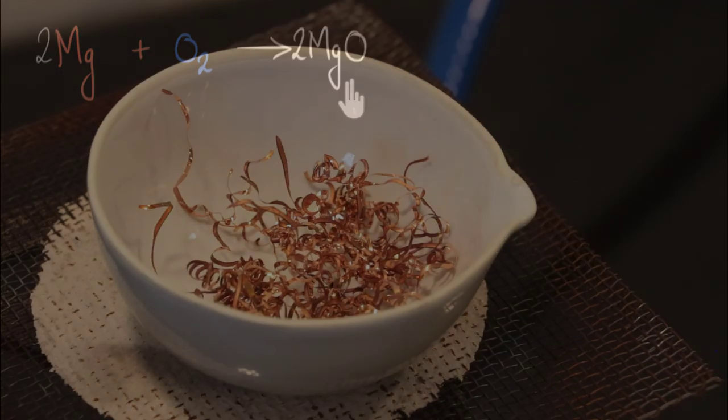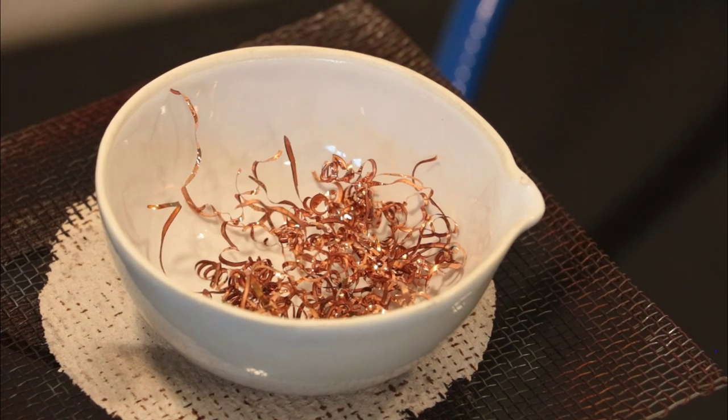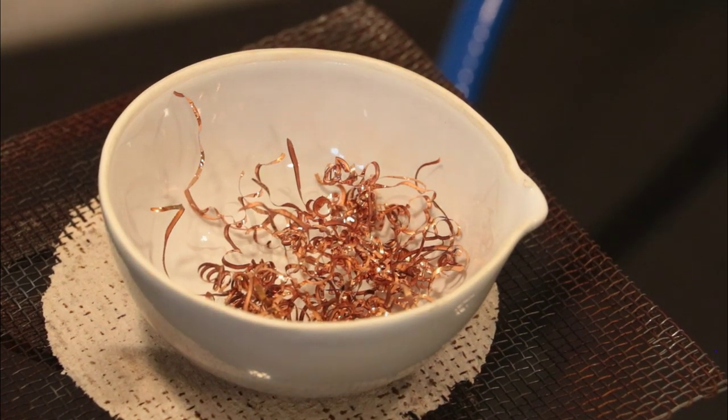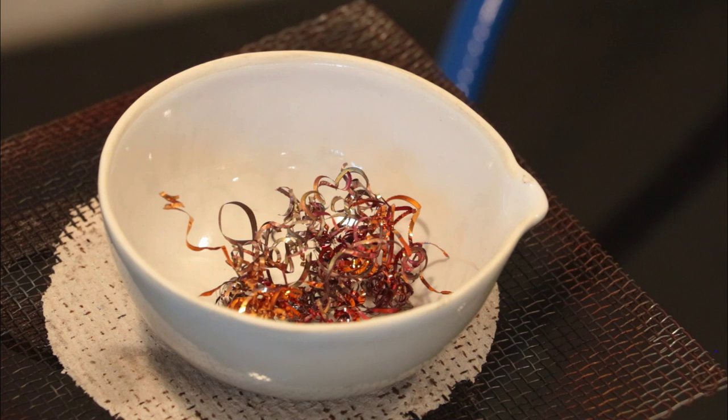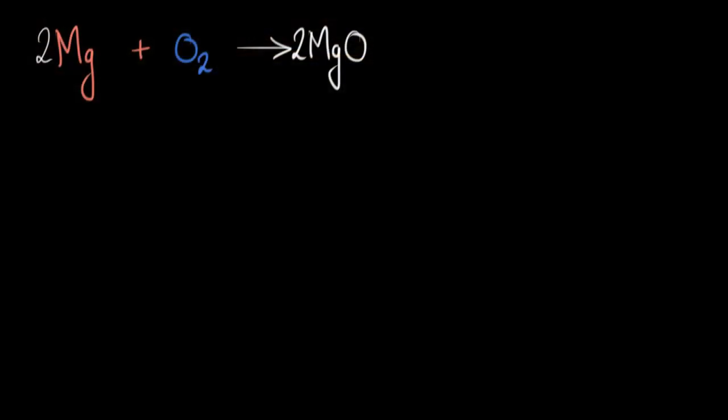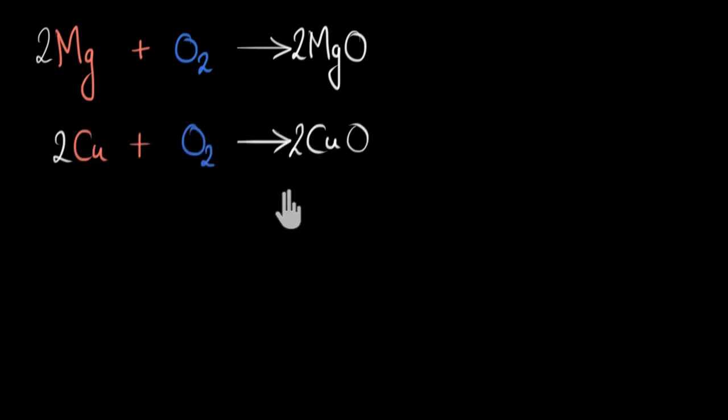Now, if we take another example like copper, which is also a shiny metal, and if we heat it in air, the color changes to black. Now, what's happening here is that copper atoms are combining with the oxygen molecule of the air and forming copper oxide, which is the black color substance that you see. So as a general thing, you can notice that when metals are being burnt or heated in air, their atoms combine with oxygen and form oxides.